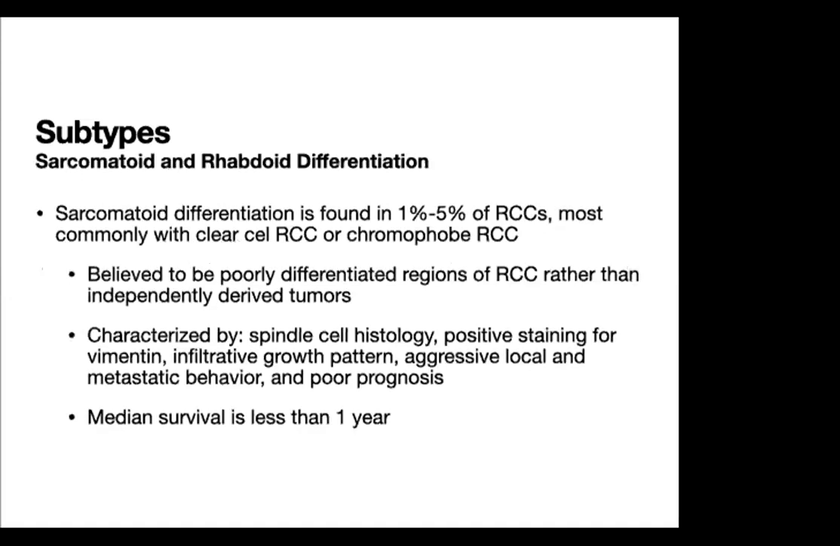Next is your sarcomatoid and rhabdoid differentiation. Sarcomatoid differentiation is found in 1 to 5% of RCCs, most commonly with clear cell RCC or chromophobe RCC, believed to be poorly differentiated regions of RCC rather than independently derived tumors. They are characterized by spindle cell histology, positive staining for vimentin, infiltrative growth pattern, aggressive local and metastatic behavior, and poor prognosis. Median survival is less than 1 year.